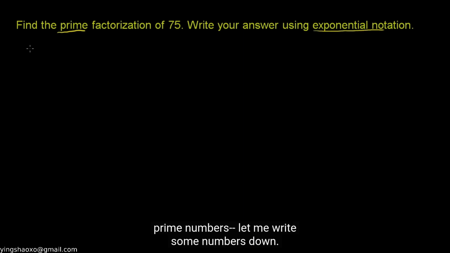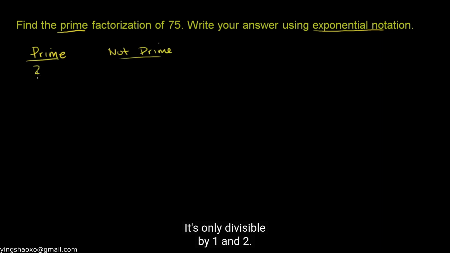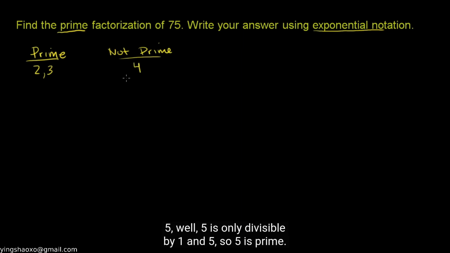So examples of prime numbers, let me write some numbers down. So 2 is a prime number. It's only divisible by 1 and 2. 3 is another prime number. Now 4 is not prime. 4 is not prime because it's divisible by 1, 2, and 4. We could keep going. 5, well, 5 is only divisible by 1 and 5. So 5 is prime.